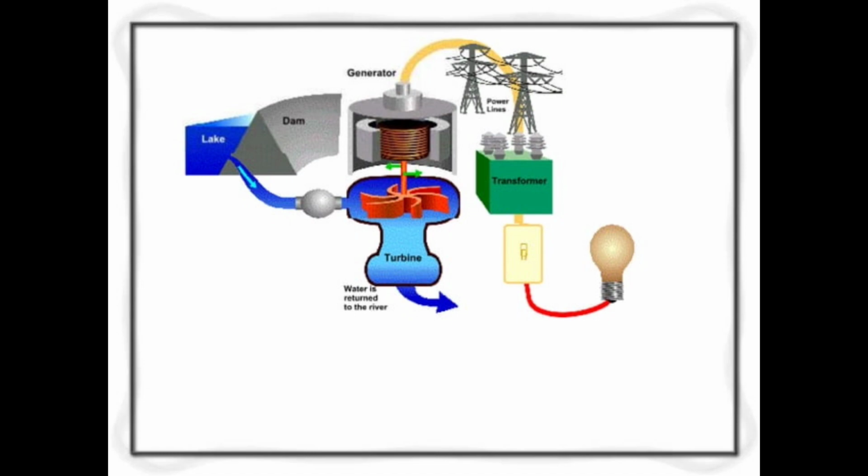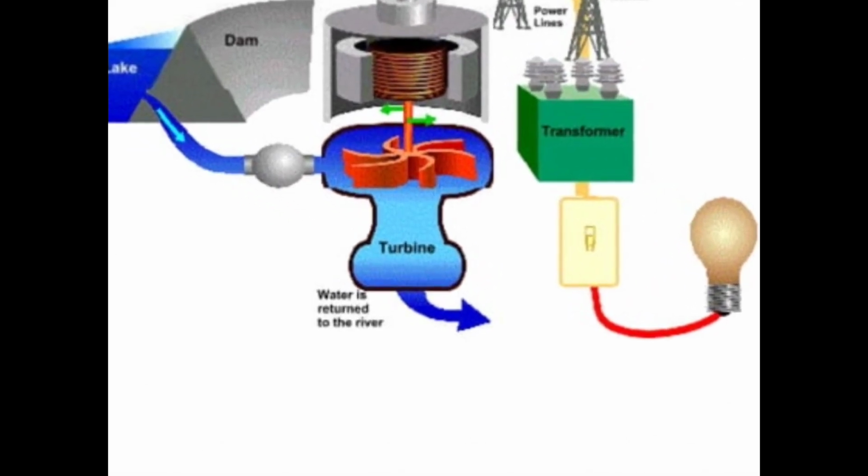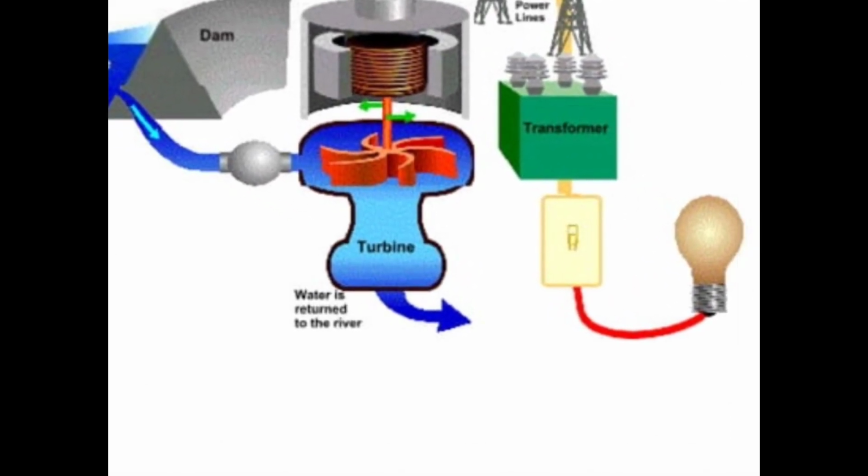So this is another type of hydroelectric power plant. The water is redirected from the dam and passed over a turbine that rotates the shaft. That shaft is combined with the generator. So the generator produces the power.